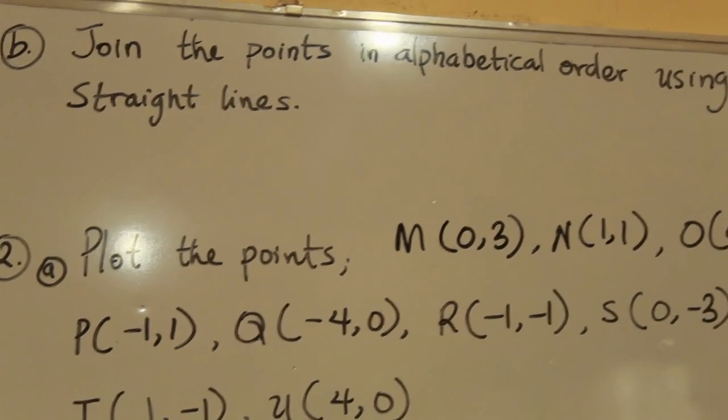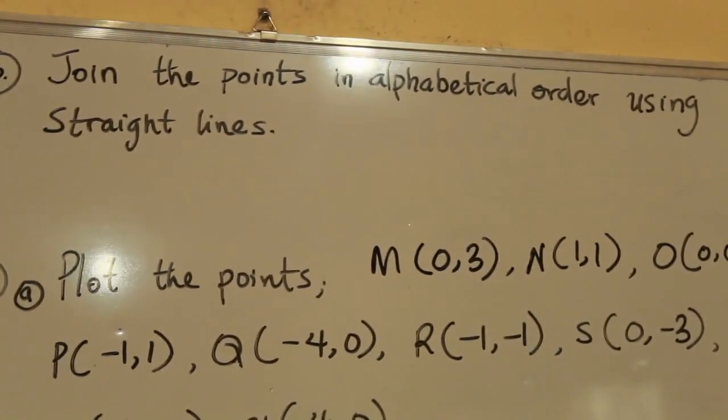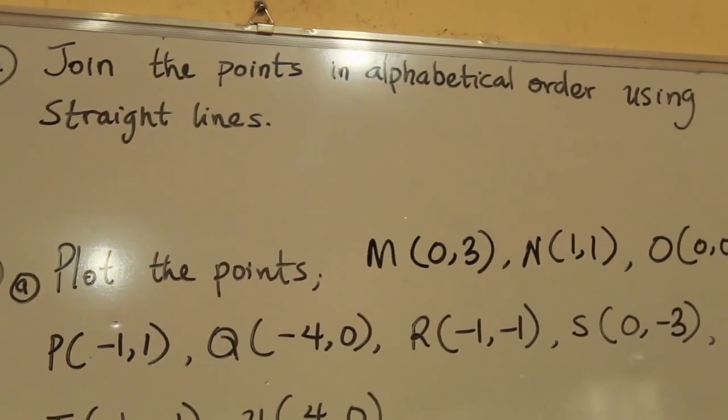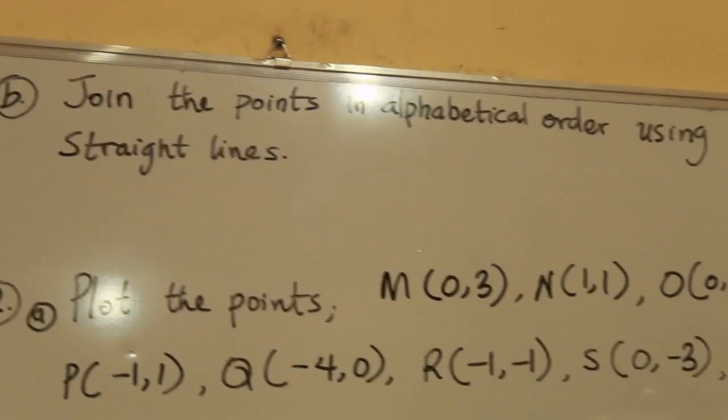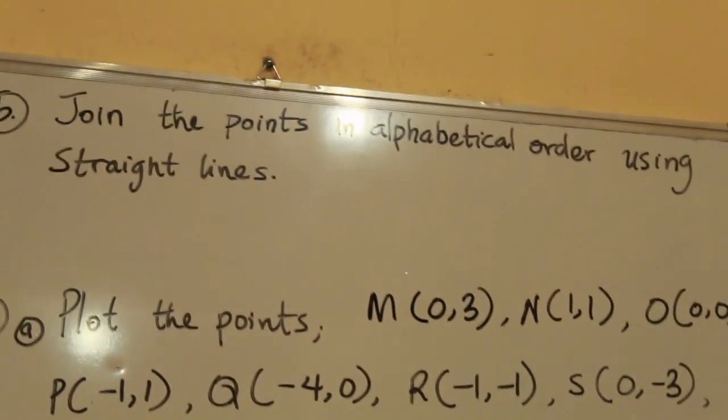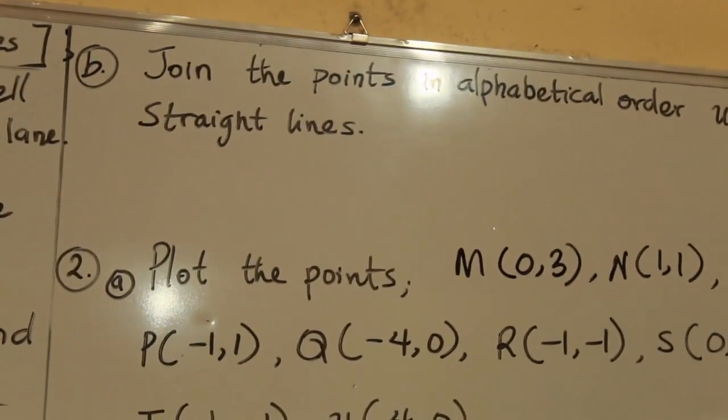After locating the points, we have to join the points using straight lines, and they should be, of course, in alphabetical order. Now, I want you to take the next question down also.